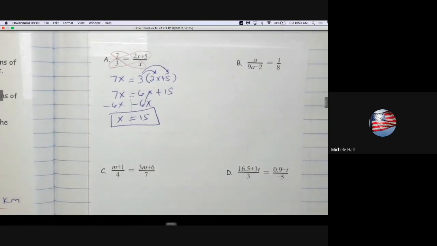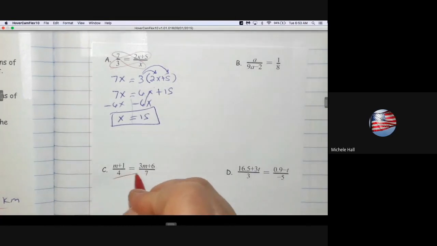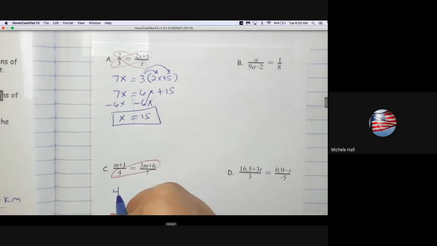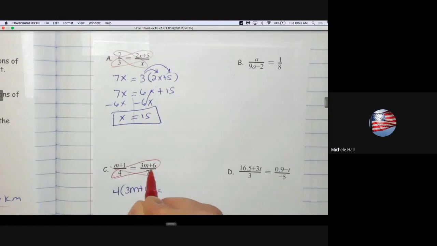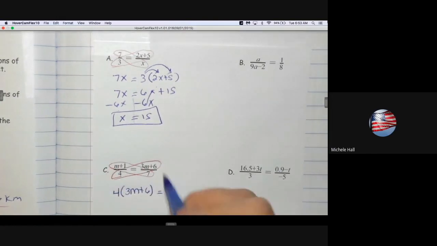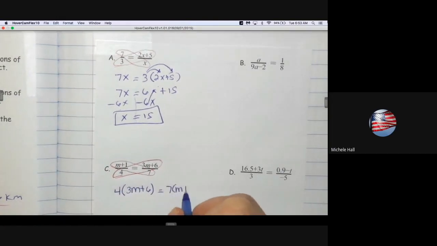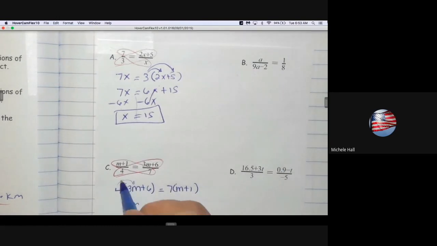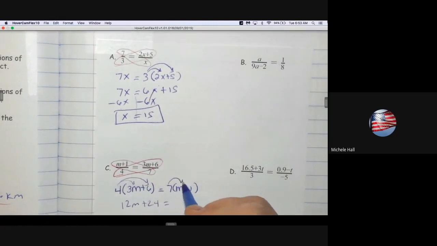Problem C. Four times 3m plus 6 equals seven times m plus 1. And now we're ready to use the distributive property. 4 times 3m would be 12m. 4 times 6 is 24. 7 times m, and 7 times 1.